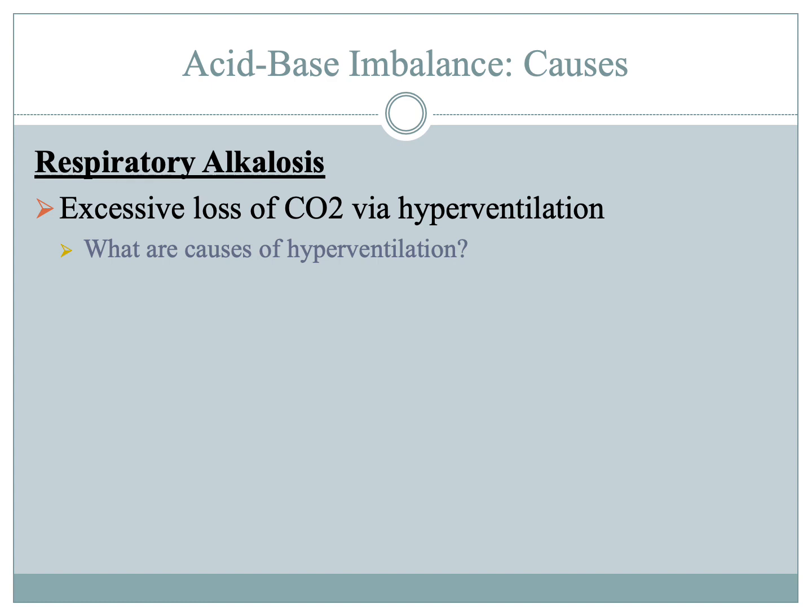Another way is head injury. When someone has a bad head injury, often they'll hyperventilate. That's one of the actual mechanisms that the body uses to try and decrease intracranial pressure. And so you might see someone hyperventilating with a head injury.